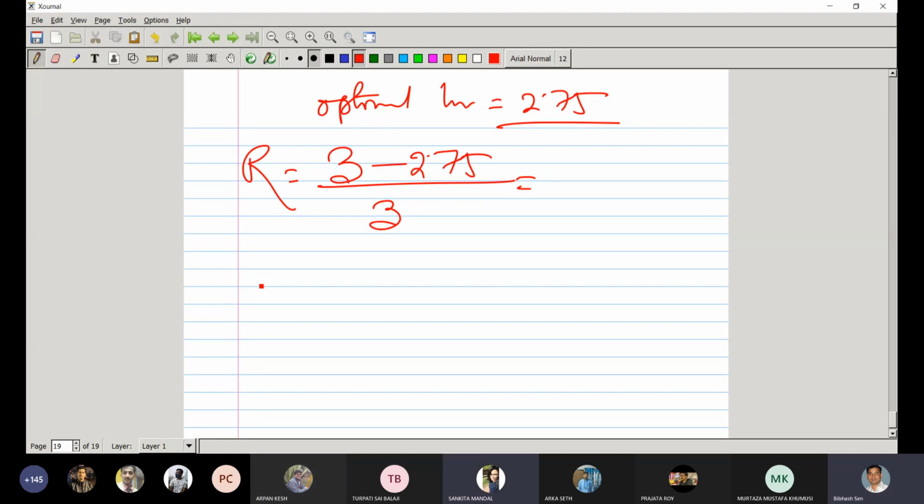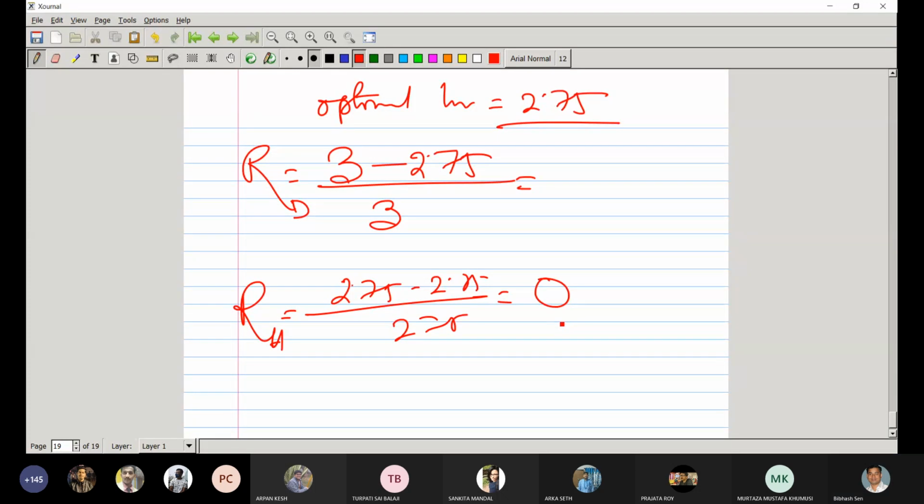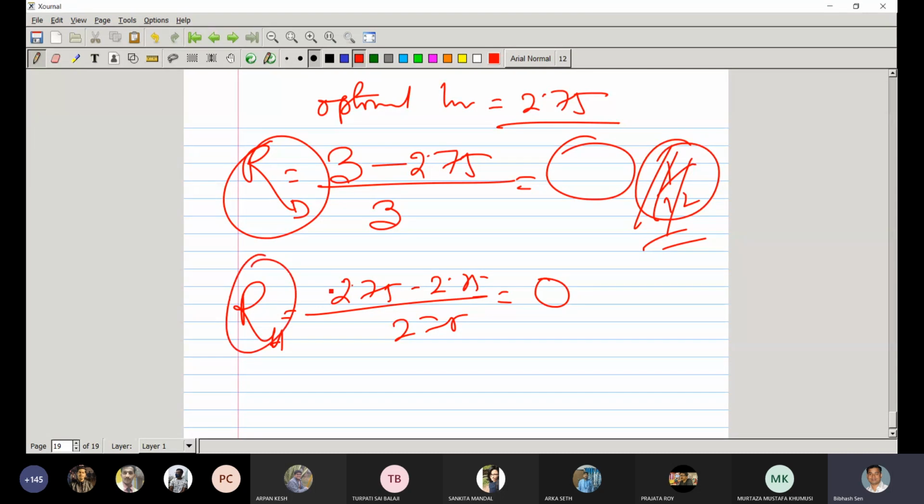Yes. This is for the decoder base, that's why I'm writing RD, and RH for Huffman. You will get 2.75 minus 2.75 by 2.75, you get 0, and you'll get some value here, probably it will come 1 by 12, like in this some value you'll get. Anyhow, you will find that redundancy is more here, 0 here, something you will get, 0.25, 8.33%, you cross check it.